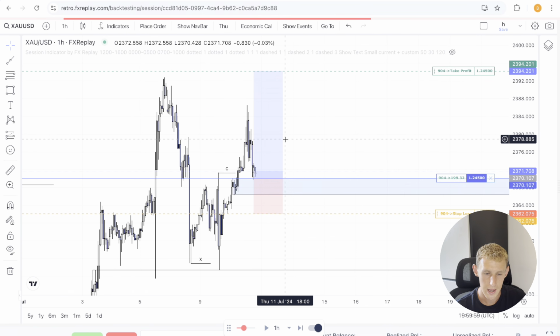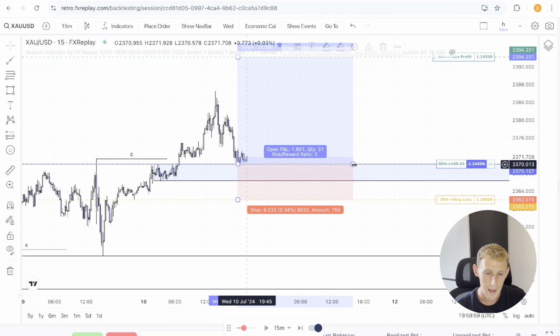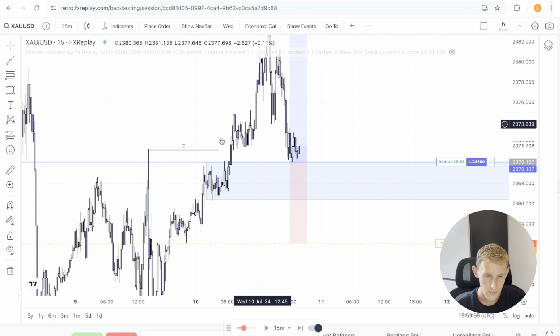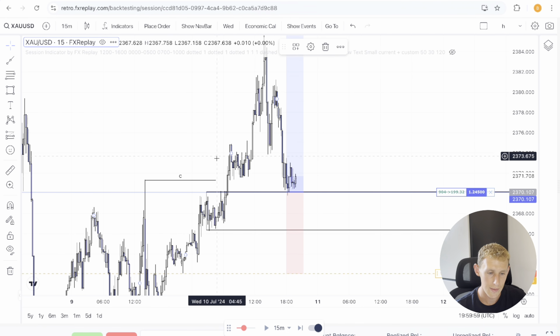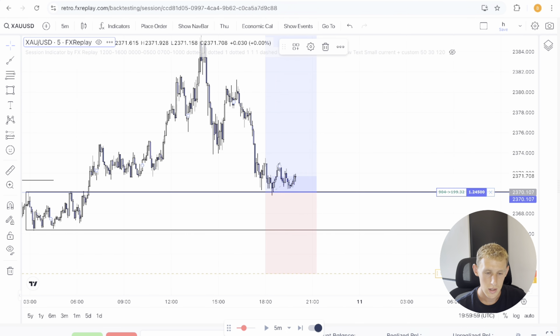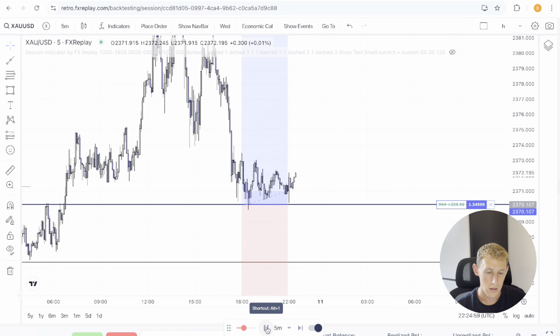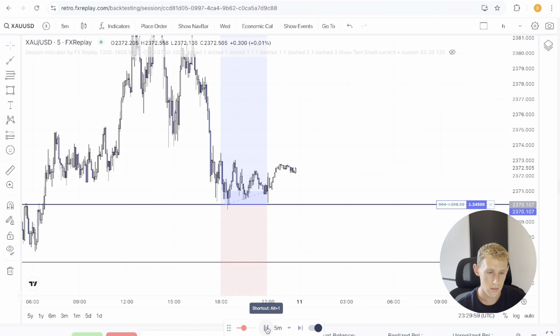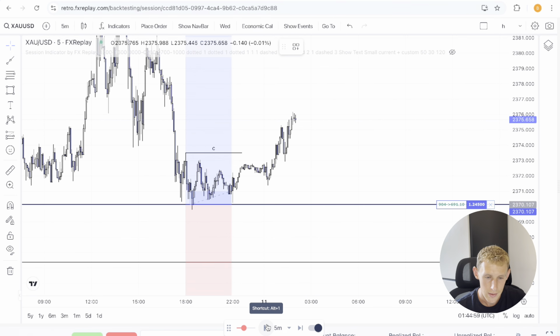Okay, there we go. So we're tagged in. Let's have a look. You probably could have got an M5 entry on this as well. You can see we've got this area of demand. Price has swept some lows into it after the initial change of character. If we were looking at an M5 entry, let's have a look. Nothing just yet. Yep, there we go. So there's your change of character. There's no imbalance here, so I wouldn't enter just yet.